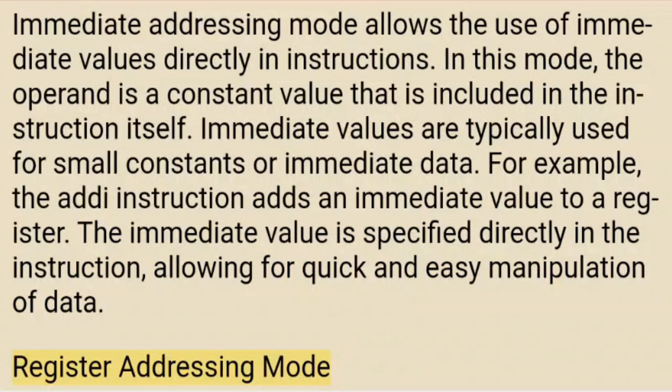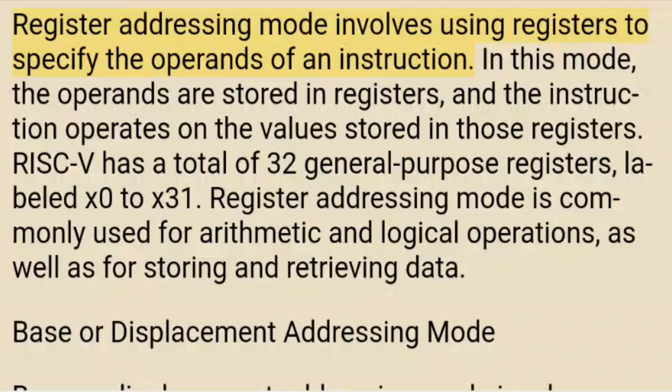Register addressing mode. Register addressing mode involves using registers to specify the operands of an instruction. In this mode, the operands are stored in registers, and the instruction operates on the values stored in those registers. RISC-V has a total of 32 general-purpose registers, labeled X0 to X31. Register addressing mode is commonly used for arithmetic and logical operations, as well as for storing and retrieving data.